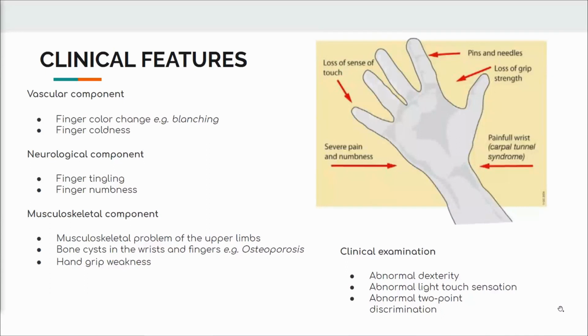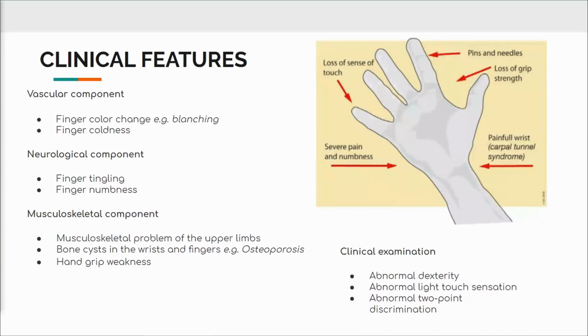Okay, let's move on to the clinical features. Clinical features are divided into certain components, which are the vascular component, neurological component, and musculoskeletal component. Based on the vascular component, due to HAVS, our finger color changes. We call that blanching. What is blanching? It is a temporary obstruction of the blood flow in that particular area. This blanching causes the color of that area to become more pale, and it also causes our fingers to become cold.